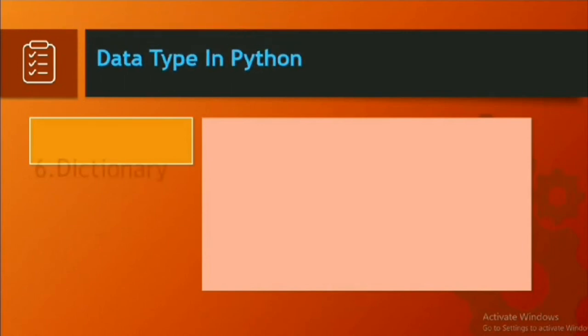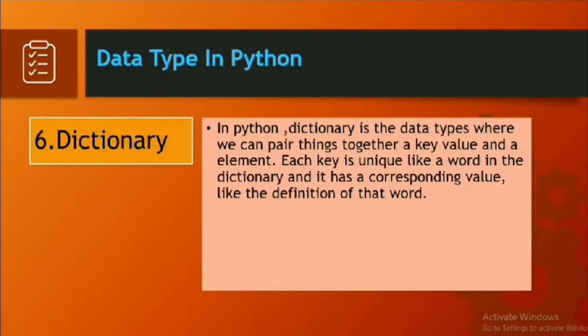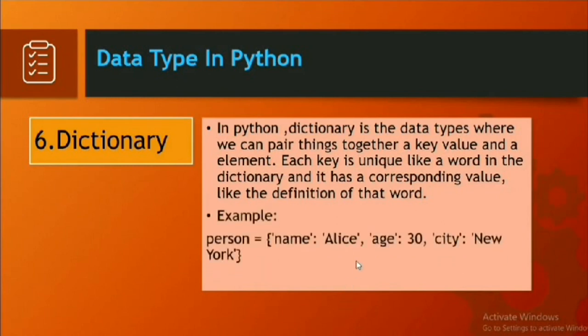The sixth one is the dictionary. In Python, dictionary is the data type where we can pair things together, a key and a value. Each key is unique like a word in the dictionary, and it has a corresponding value like the definition of that word. Example, person is equal to name: alias, age: 30, city: New York. Here, name, age and city are the keys, and alias, 30 and New York are the corresponding values.